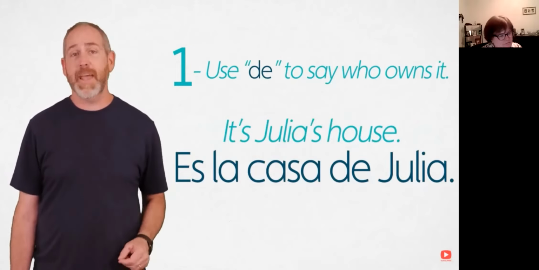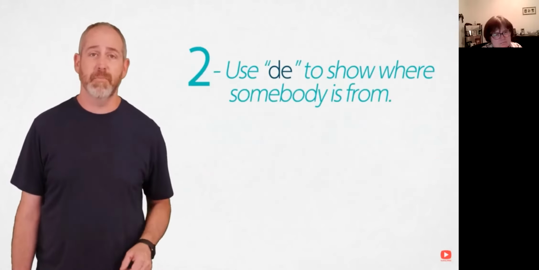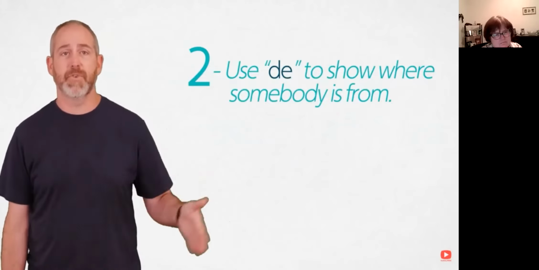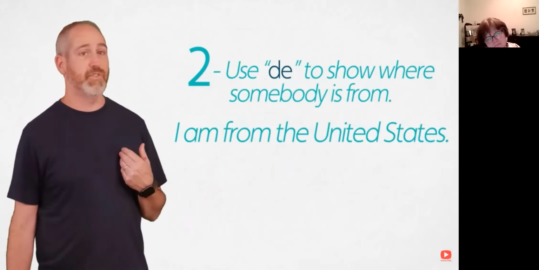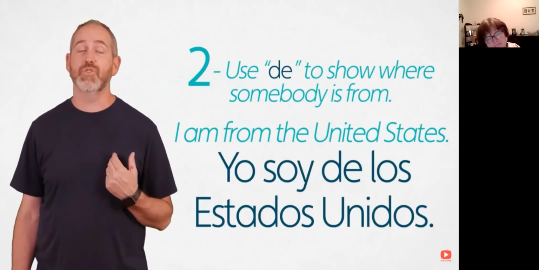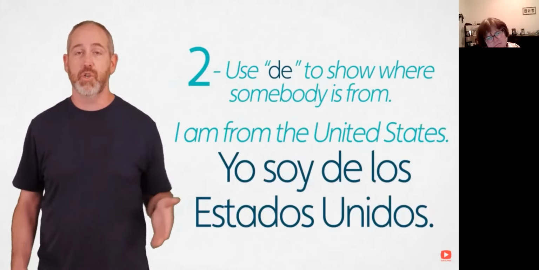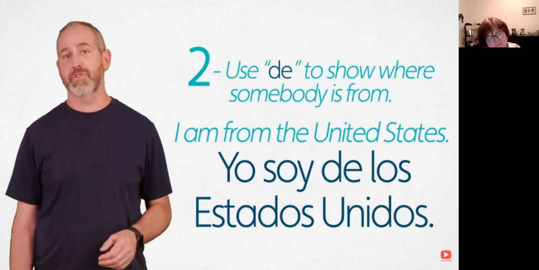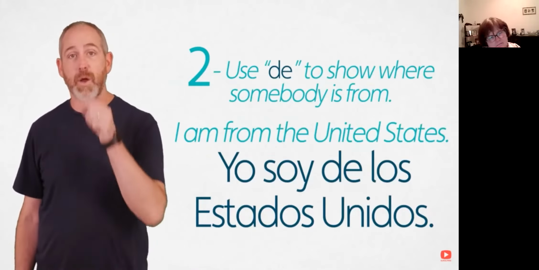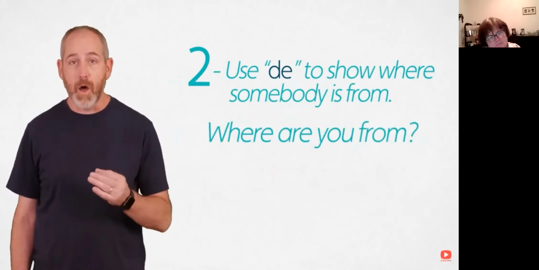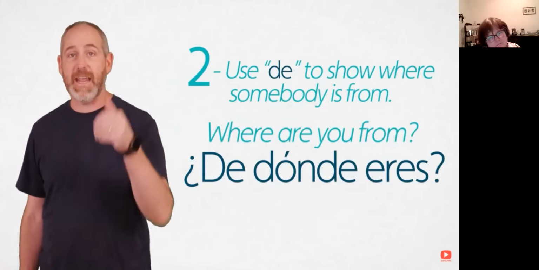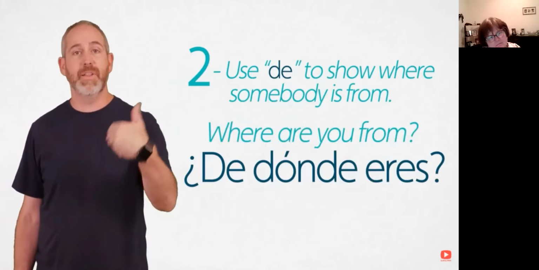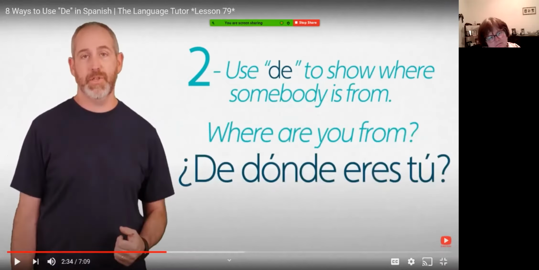You can use de to show where somebody's from. I am from, she is from. So I am from the United States. That's yo soy de los Estados Unidos. All right. Now I'm asking you where you're from. From where are you? ¿De dónde eres? Or I can say, ¿de dónde eres tú? If I wanted to. And I want you to notice something with this word donde.